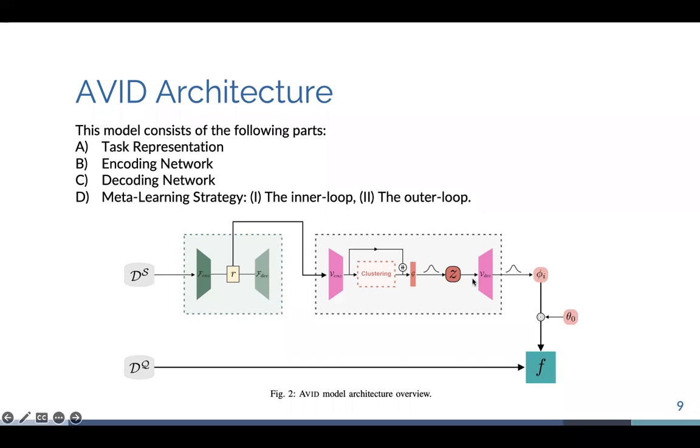The third part is the decoding network, which is responsible for producing task-specific parameters in order to adapt the meta parameters for the base learner F, which you can see in this figure. And the final stage is the meta learning strategy, which consists of 2 parts. In the inner loop adaptation, we perform a few steps of gradient descent to adapt the base learner to the new task. In the outer loop adaptation, we update the parameters of the main network to produce the optimized meta parameters for the base learner.